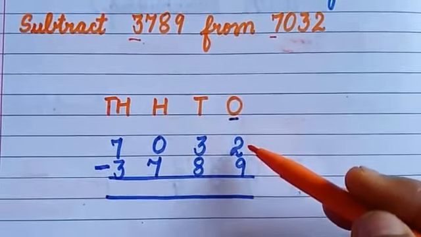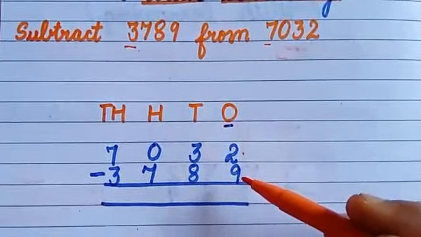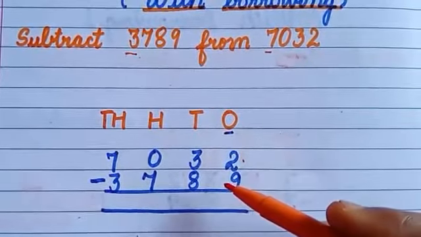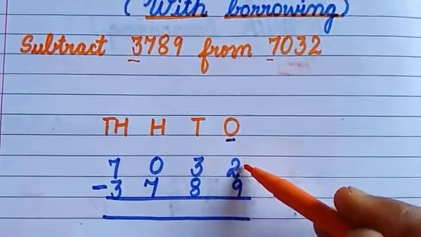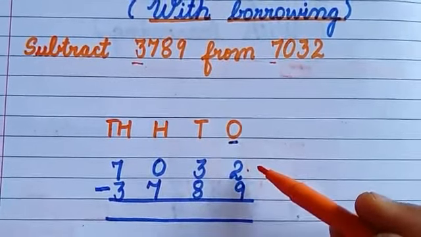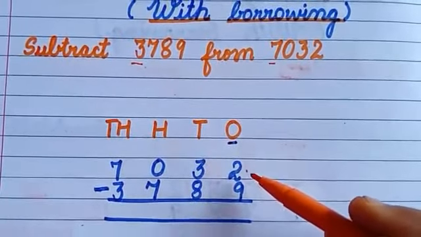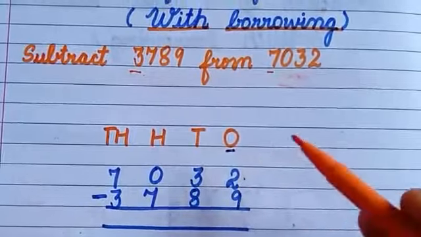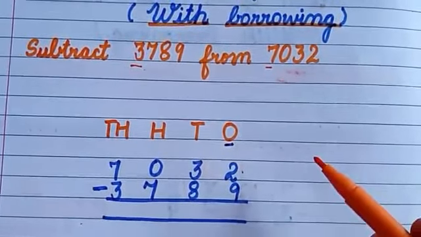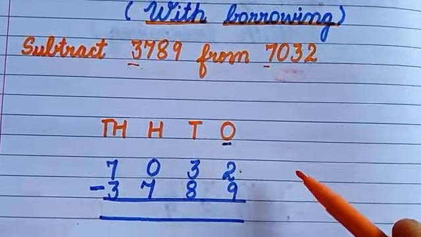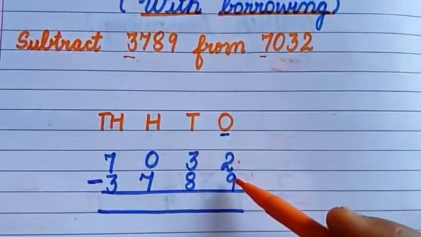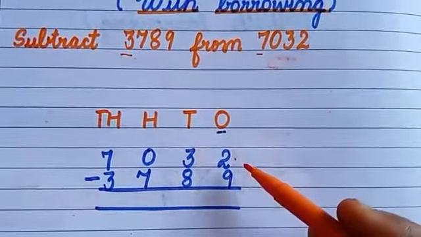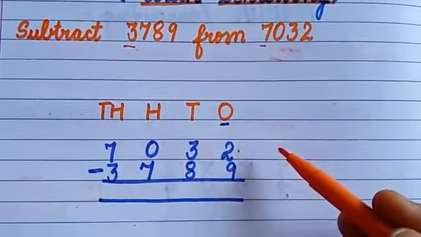Here 2 is written on top and below it is 9. I cannot subtract a bigger number from a smaller number. Student, suppose that you have 2 pencils and you want to give 9 pencils to your brother, how will you give? You cannot give. So, I cannot subtract 9 from 2. So, do you know what we do?